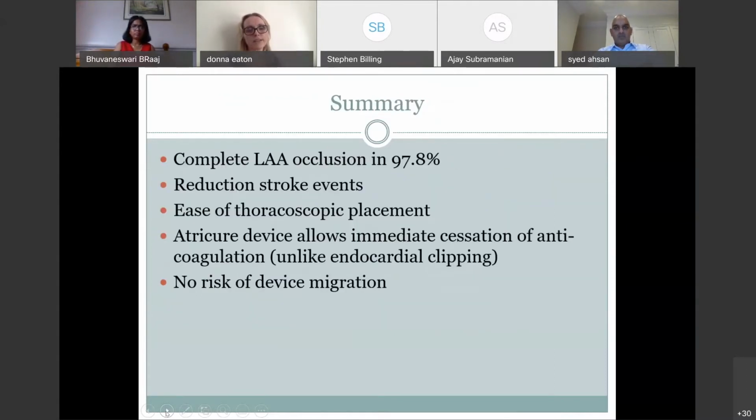So in summary, the left atrial appendage was completely occluded in 97.8% of the patients. There was a significant reduction in their stroke. It's easy to place thoracoscopically, and it allowed immediate cessation of anticoagulation with no risk of device migration. Next slide, please.